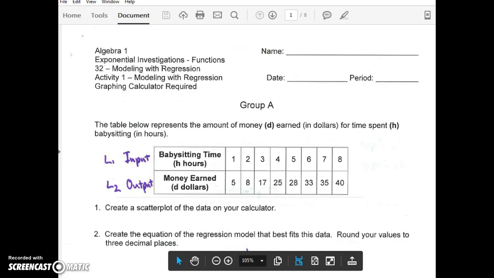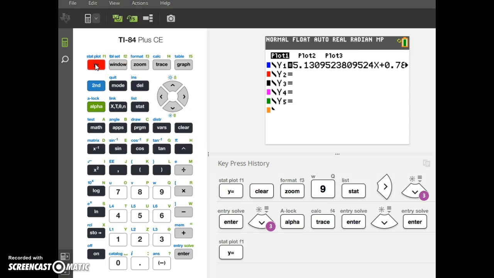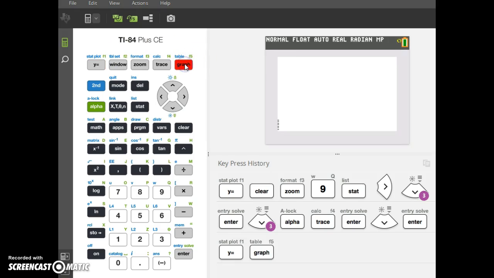So going back to the equation, now we can take a look at Y equals and make sure that it's there. It is. That's good news for us. So if I take a look at the graph, that's what our graph looks like. And it looks like it's a fairly good fit for a linear regression.